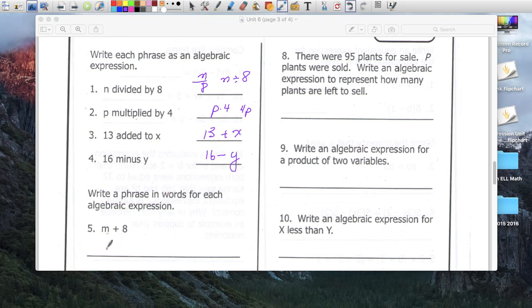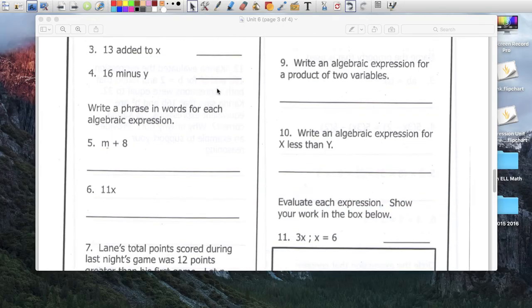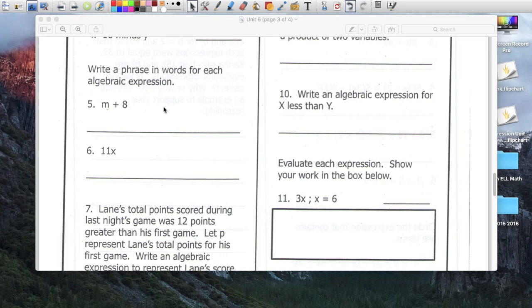Write a phrase, so m plus 8, just keep it simple. N increased by 8. Okay, m added to 8, all those work. 11x, you can say 11 times x. The product of 11 and x. Okay, so you got options there.